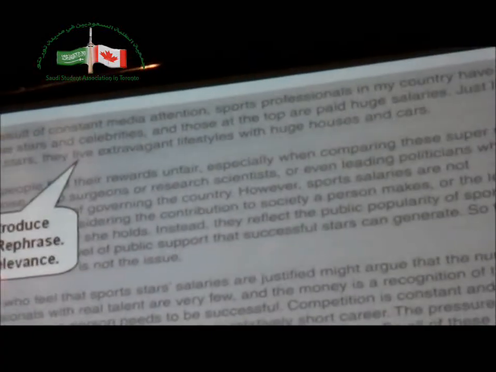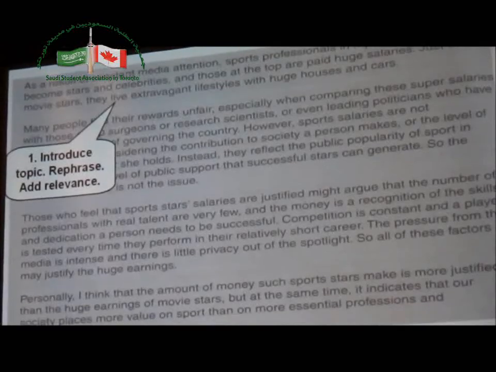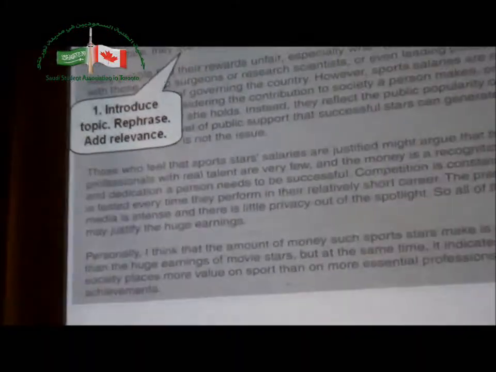Next, we tell one view. The question said, discuss both of these views and give your own opinion. So first we tell one view. This is paragraph 2: tell one view, give a reason. Why is it unfair for sports people to be paid so much money? Well, because some people make more contribution to society, like a doctor. Politicians and doctors are the examples they gave. So my paragraph has one view, a reason, and examples.